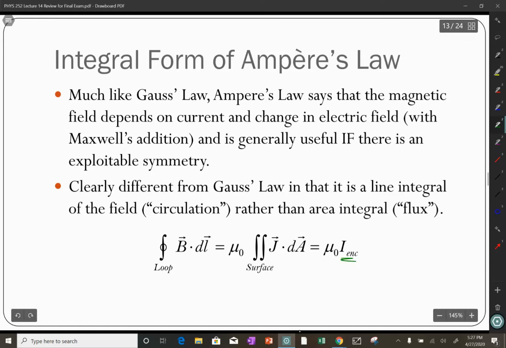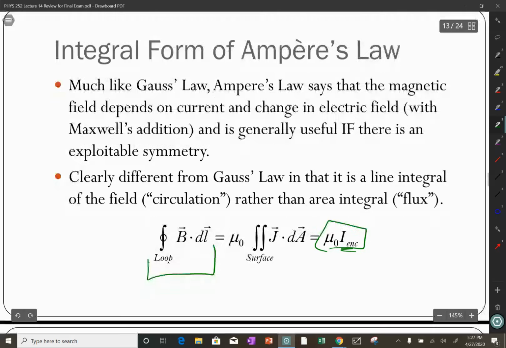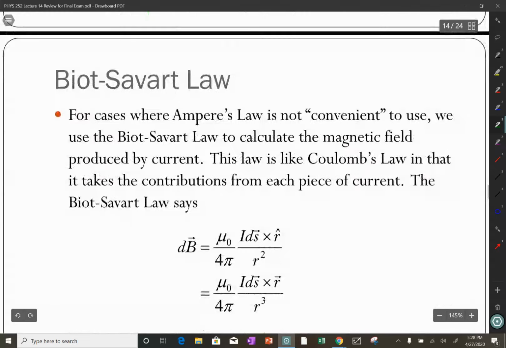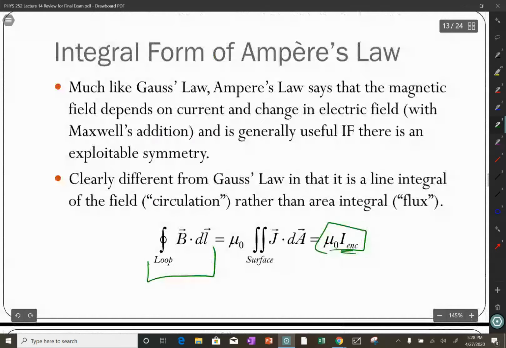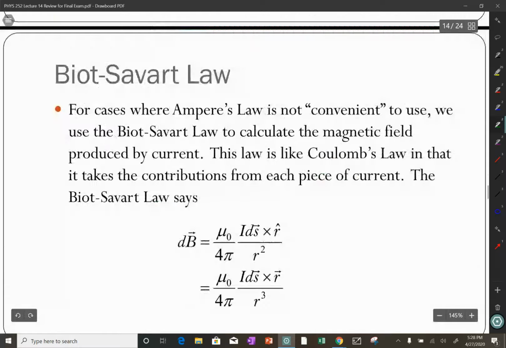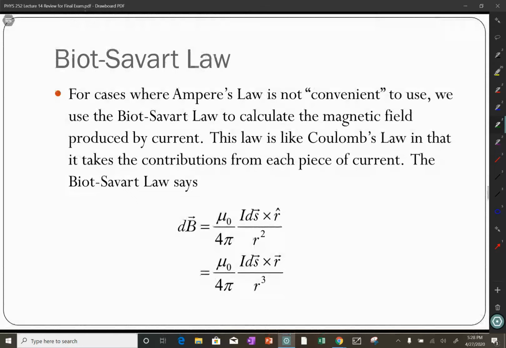And so in this case, once again, you use symmetry, if you have it, to make it easy to calculate the circulation. And then you just determine pretty much by inspection what the current enclosed is. So you use Ampere's law if you have a symmetry that's going to make it easy. If you don't, then you've got the brute force Biot-Savart law. The Biot-Savart law, it's not the easy one.